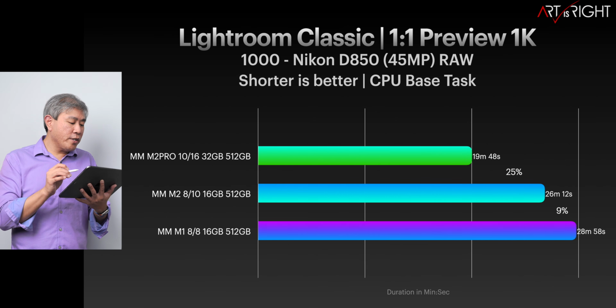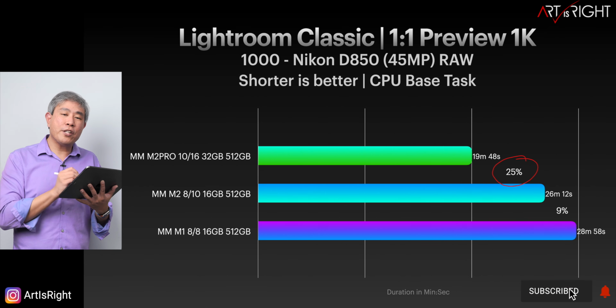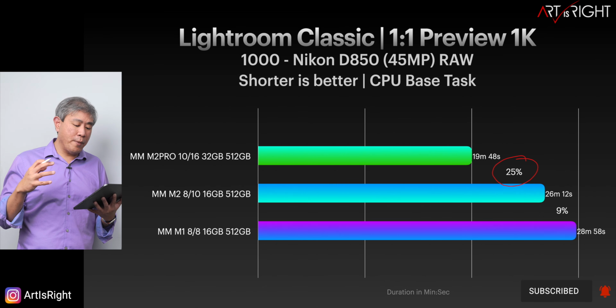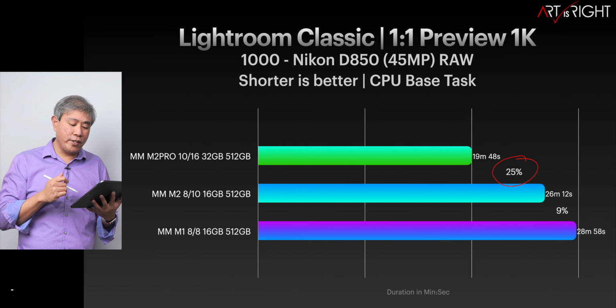So for instance, going from the M2 Pro to the M2, we're gaining about a 25% improvement. Now, really think about the pricing increase of that machine. I would say that if you want to work faster in your workflow, this is definitely worth it.